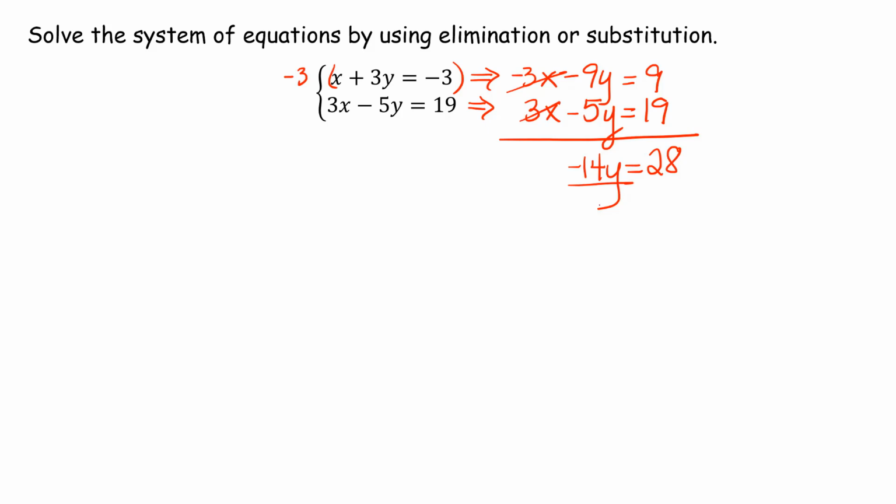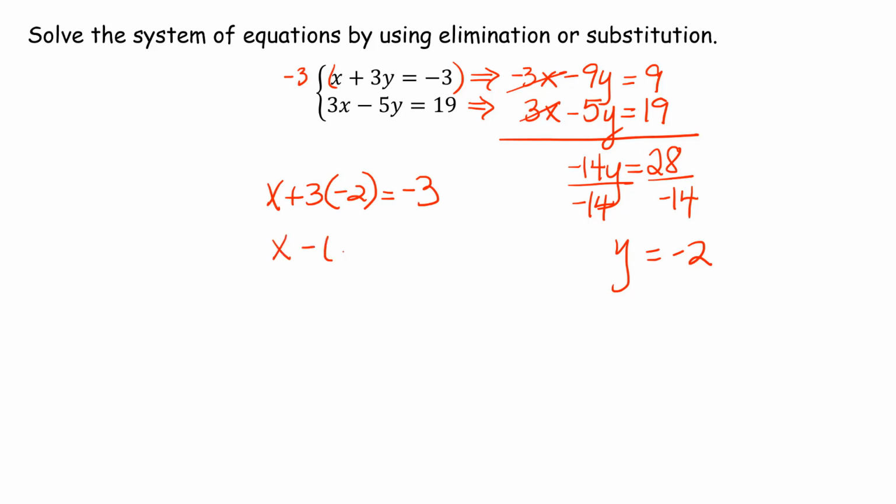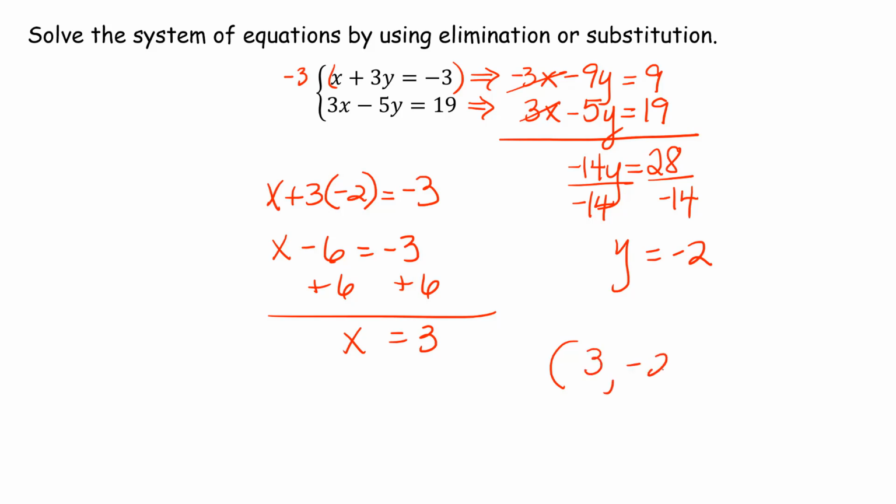So if I divide both sides by negative 14, I can get y by itself, and I'll get y equals negative 2. Now that I know what y is, I can go back and plug negative 2 into either equation and solve for x. I'm going to plug it into the first equation. So the first equation is x plus 3y. y is negative 2, so I'm going to put that there, and that's supposed to equal negative 3. x minus 6 is equal to negative 3. Add 6 on both sides, and you will get x equals 3. So my solution to this system of equations is 3, negative 2.